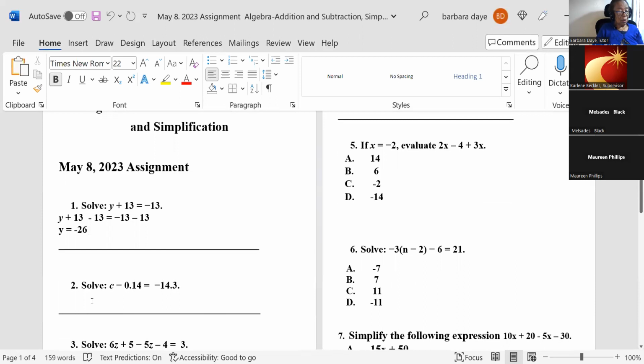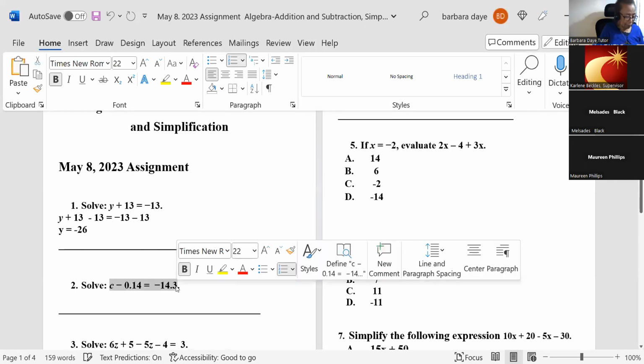Maureen, how would you do number 2? Read it and tell me how you solve it. Solve C minus 0.14 equals negative 14.3. Okay, so what's your reverse operation? You add. That's right. You add because you're subtracting. So that means you have to add whatever number you are subtracting. Okay, so let's just do that.